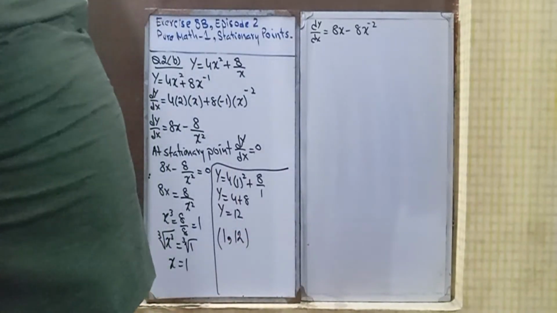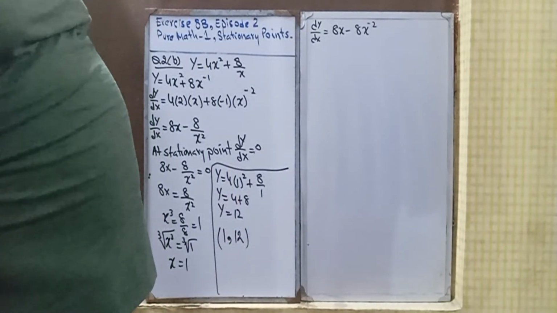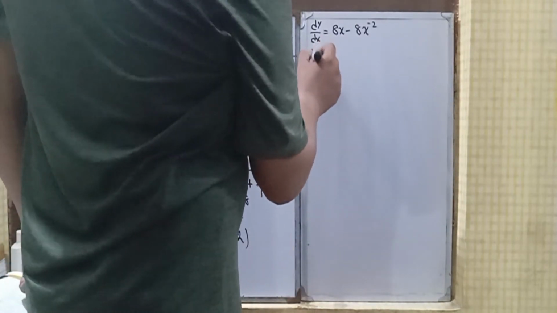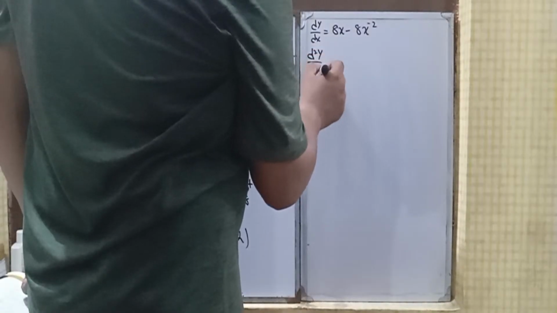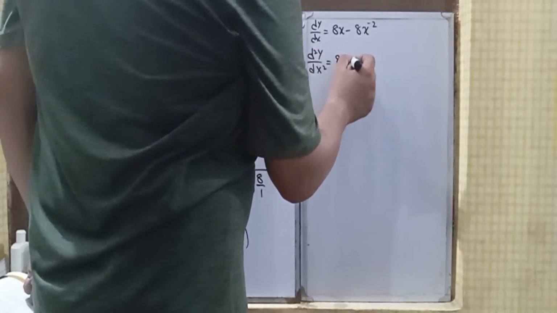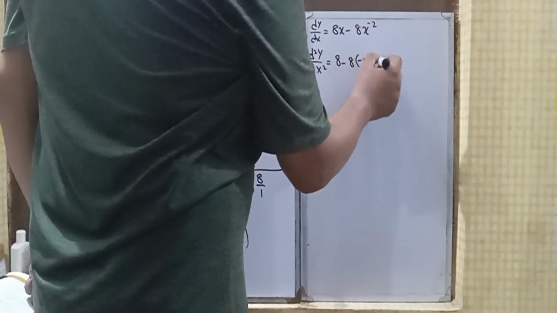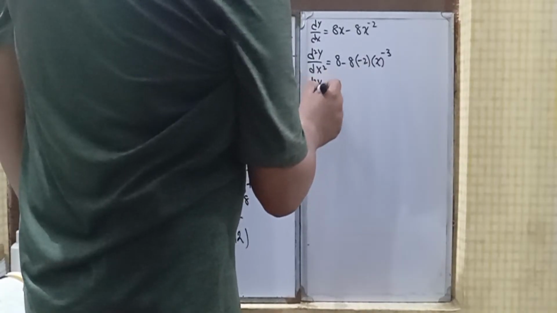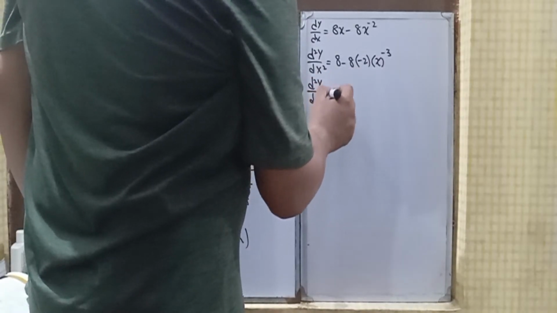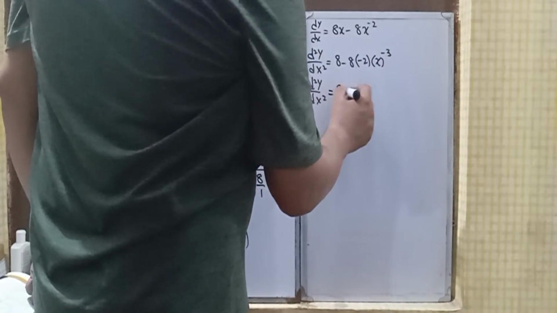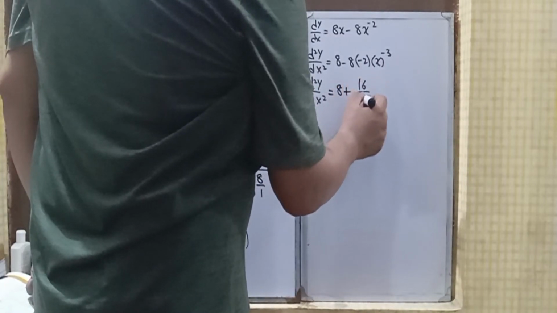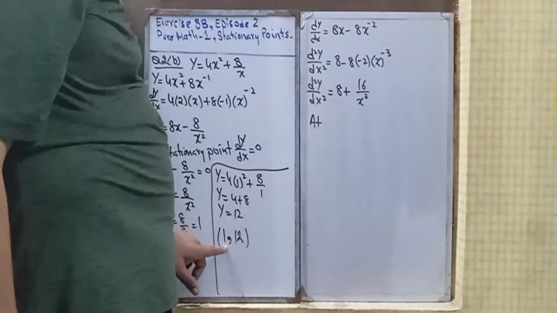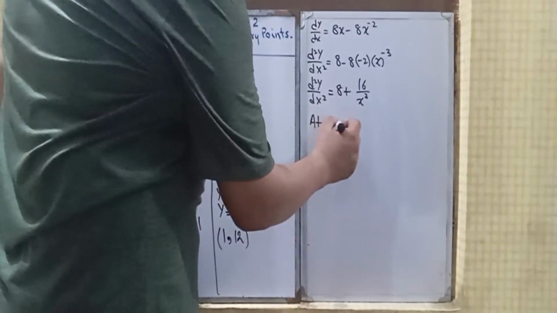So I will write my first derivative. Then I will differentiate it again, and that will give me the second derivative, d square y by dx square. That will be 8 minus 8 into minus 2 into x raised to power minus 3. So d square y by dx square will be equal to 8 plus 16 divided by x cube.